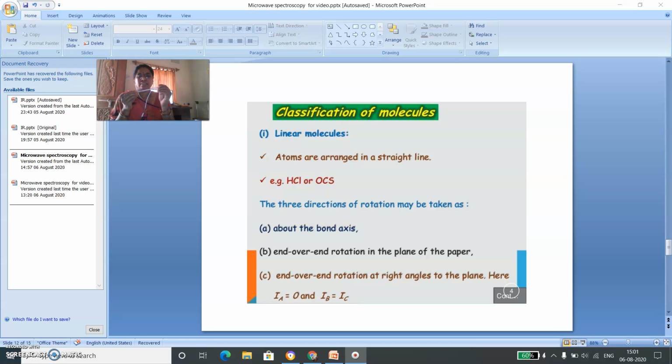Right? Second one is end over end rotation in the plane of the paper. Or simply you can say this is end over end rotation in the plane of the paper. And the third one is end over end rotation at right angles. This is the right angle. So this is the rotation.